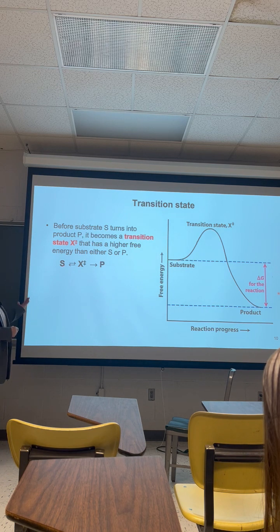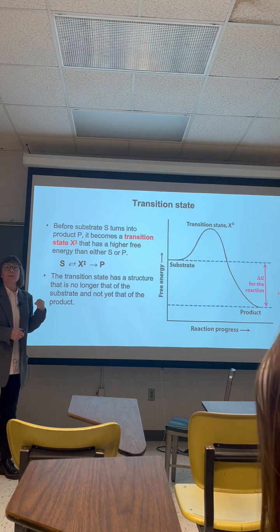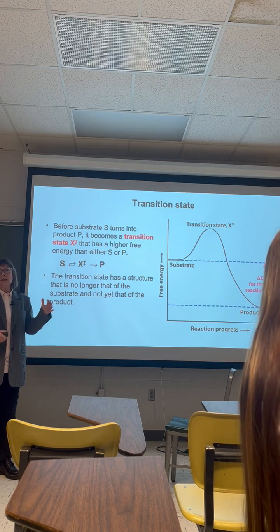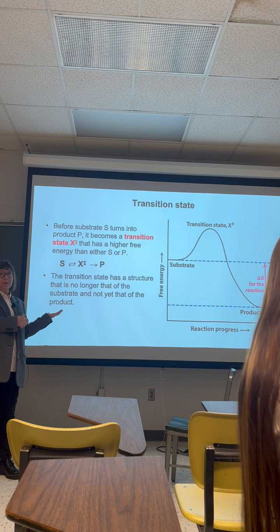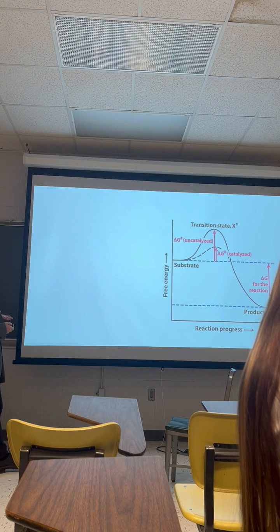So indeed, substrate, before it is converted into product, has to be converted into this transition state. And we have to go uphill before you go downhill. So what is that, first of all, transition state? Is no longer substrate, but it's not a product yet. Something in between, okay? So it doesn't look like a substrate, but it's not a product yet. So this is a transition state.